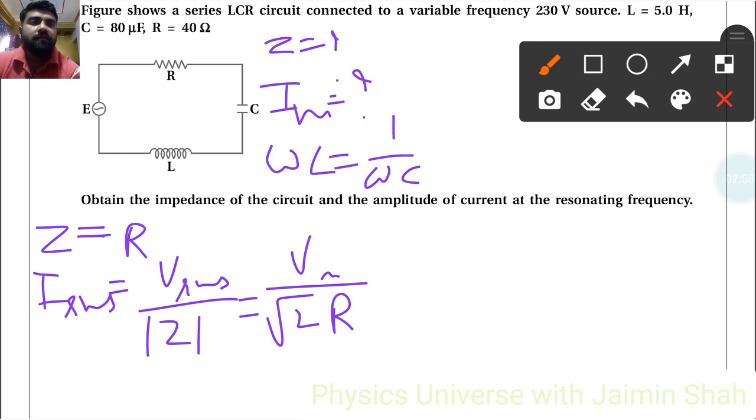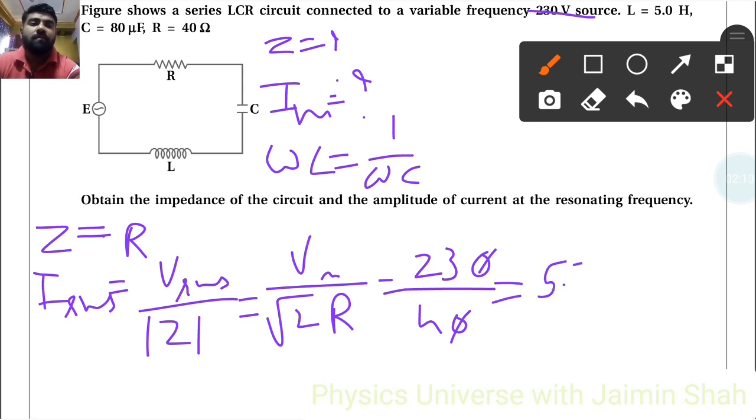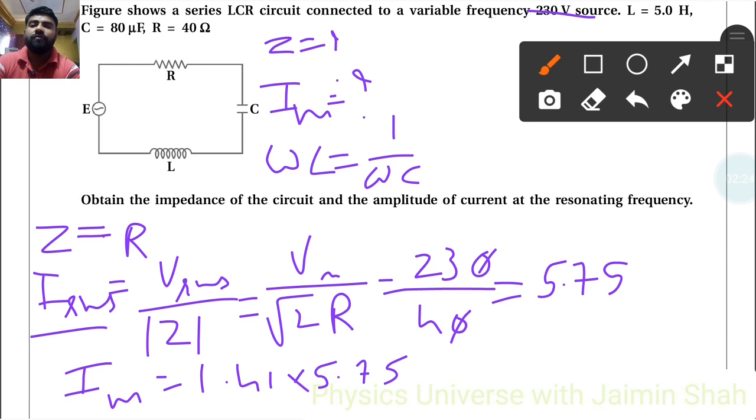Now see here the voltage source is given, so we can directly write 230 upon R, which is 40. So 23 upon 4 is 5.75, but it is IRMS. To find Im, it is root 2, 1.41, into 5.75, so into 1.41, that is 8.10 ampere. So this is the amplitude of current.